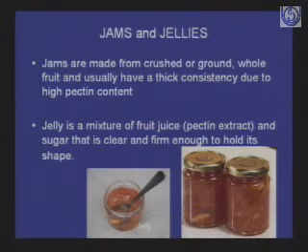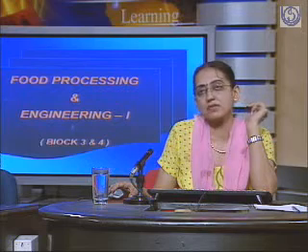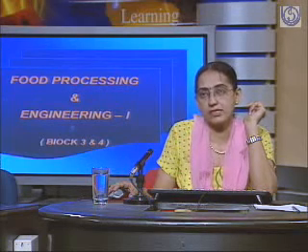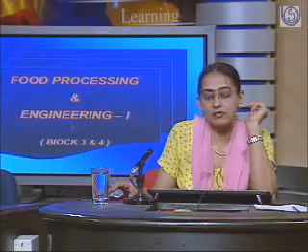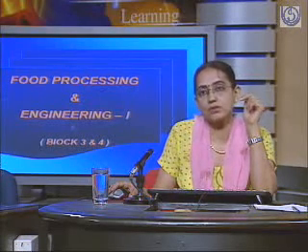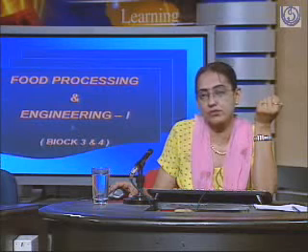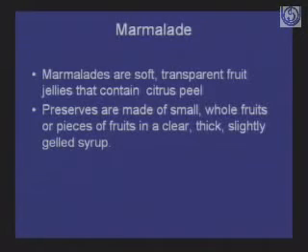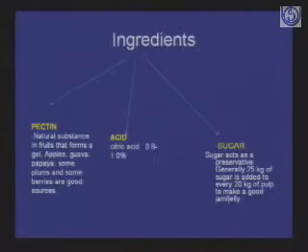Jam is basically made from crushed or ground whole fruit, whereas jelly is made from fruit juice. So when we talk about jelly, we talk about pectin. Pectin is a very important ingredient in the case of jelly. Then we also have marmalades. Marmalades are very similar to jelly. The only thing is that you use orange or citrus fruits, and peels of the citrus fruits are suspended in the marmalade. Then you have preserves, which are again made up of whole fruit or pieces, but these are immersed in syrup or they may be dried.